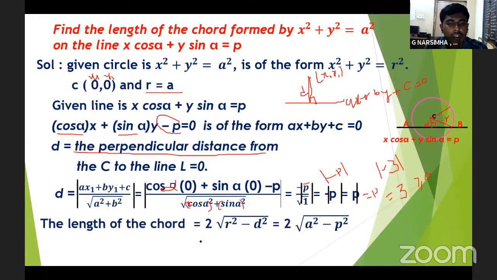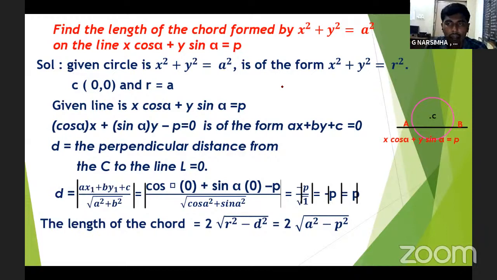Therefore, the length of chord, as you know already, is formulated by 2 into root over r square minus d square, where r is the radius of the circle, and d is the perpendicular distance from the center of the circle to the line ax plus by plus c equals 0. Just substitute r as a, that is a square, minus d square, that is p square. Therefore, the length of chord formed by the circle x square plus y square equals a square on the line x cos alpha plus y sin alpha equals p is 2 into root over a square minus p square.